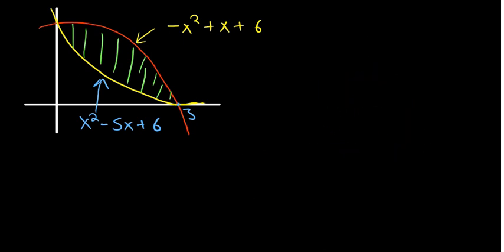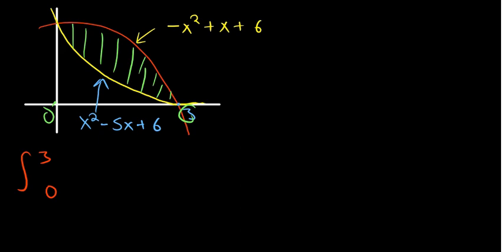So let's start with a bigger one, the one that is on top. So the integral of, so the limits, we've got 3 and of course 0, since they are meeting at the y-axis. So 3 and 0 as our limits.